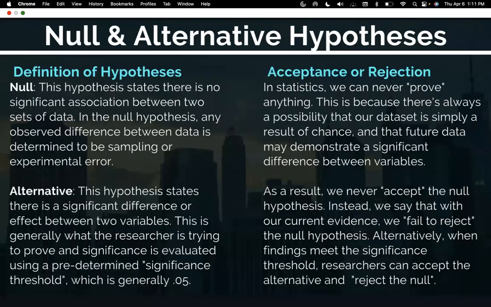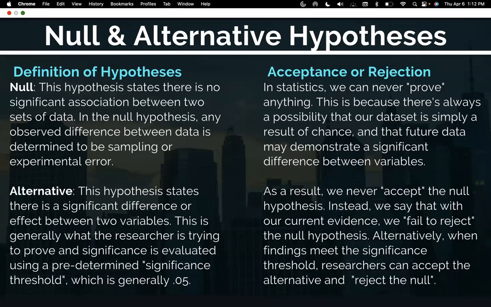So first, we're going to talk about the two hypotheses that we use in statistical testing. And these hypotheses are ultimately accepted or rejected based on the p-value. The first hypothesis is the null, and this is stating that there's no significant association, relationship, or effect between two sets of data or variables. And in this hypothesis, if we do observe any data, it's ultimately determined to be a result of sampling or experimental error or a result of chance.